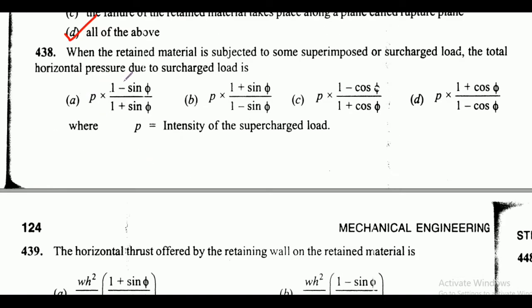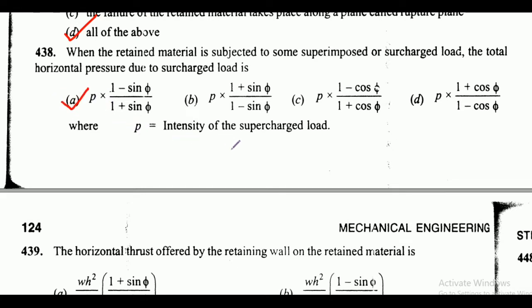Next is, when the retained material is subjected to some superimposed or surcharged load, the total horizontal pressure due to surcharged load is, here friends, these are the options, and here P is equal to intensity of the surcharged load. Okay, and here friends, the correct answer is option A, that is P into 1 minus sine phi upon 1 plus sine phi.